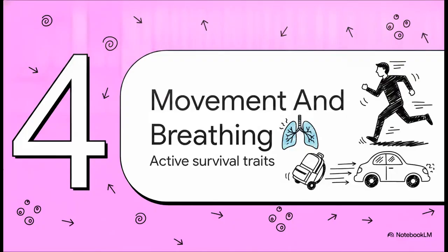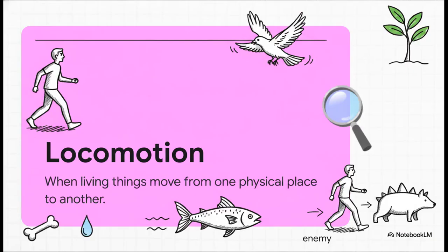Okay, let's jump into part 4, movement and breathing. These are the really active survival traits. Let's zoom in on 2 of the most active, visible traits on our checklist. We'll start with movement. Ask yourself this. Does your backpack move around your house on its own? Is your car going to drive itself, well, without a human at the wheel or a computer doing the driving? No way. Non-living things just cannot move on their own, but living things absolutely can.